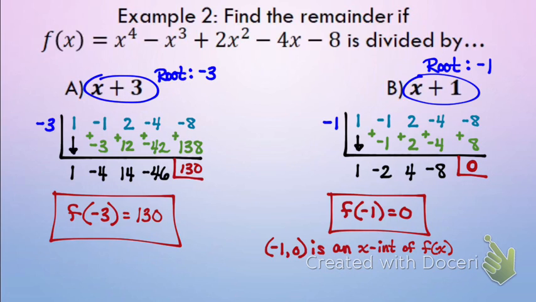If I divided my original polynomial by this, and I get this remainder of 0, it's a really great question. X plus 1 would be a factor of f of x. This means x plus 1 is a factor of f of x.